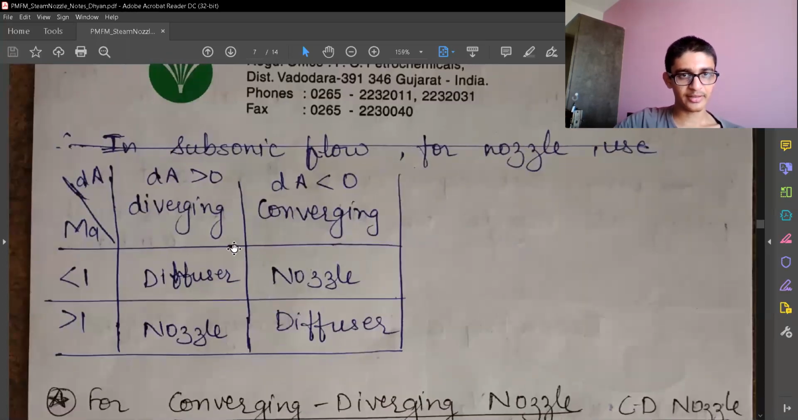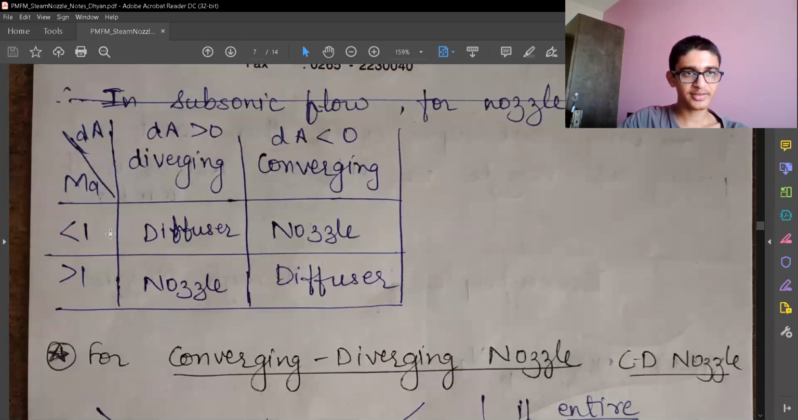So here is a very good conclusion for us. The dA, the Mach number, and the type of equipment are all shown over here. You can take a screenshot over here. So dA greater than 0 means diverging. Diverging with subsonic flow we'll have a diffuser. Converging with subsonic flow we'll have a nozzle. Diverging with supersonic flow we'll have a nozzle. Converging with supersonic flow we'll have a diffuser.